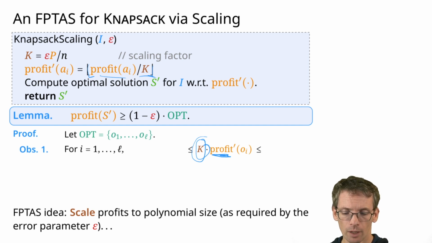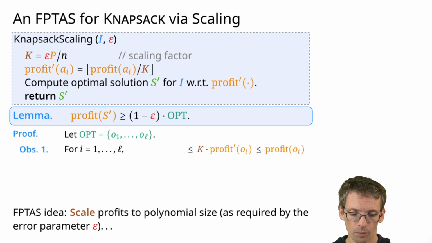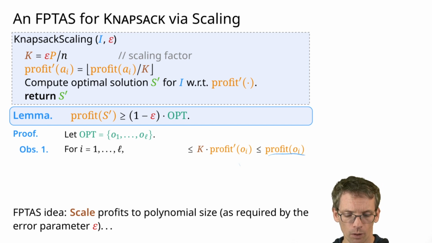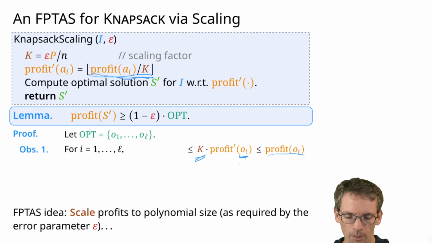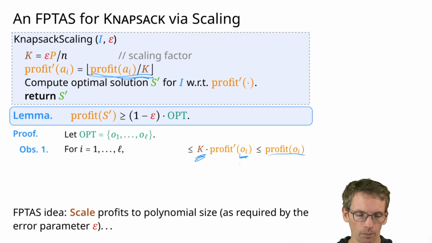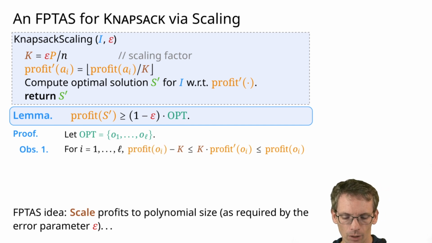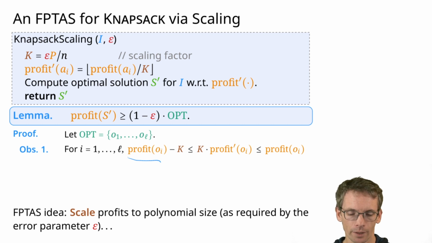Definitely, if I divide by k, round down and multiply by k again, I stay below the original value. So this is smaller or equal to the original profit of that element o_i. By rounding down, this number might be off by 1. And then multiplying it by k, I might be off by k, but not by more. So as a lower bound, I get the original profit of that element, minus k.